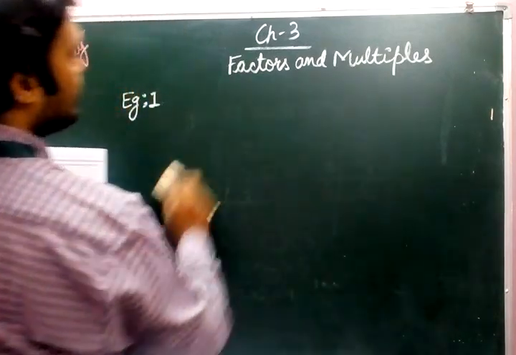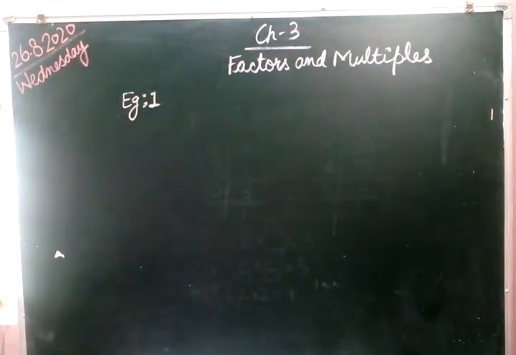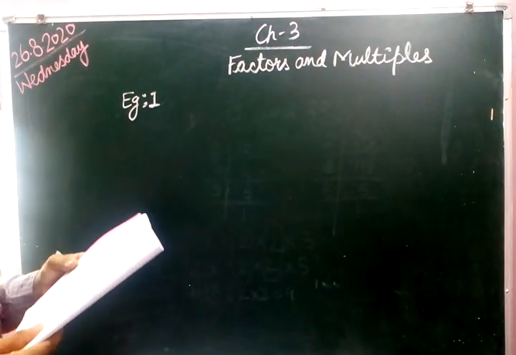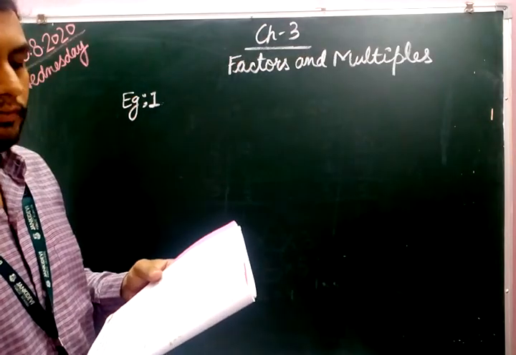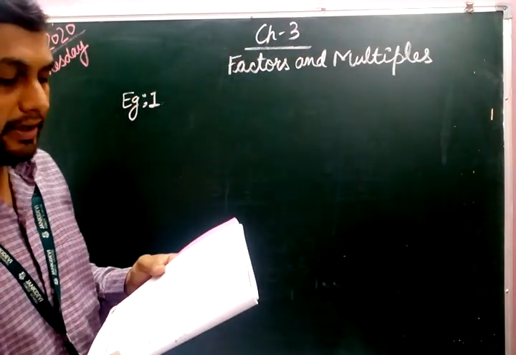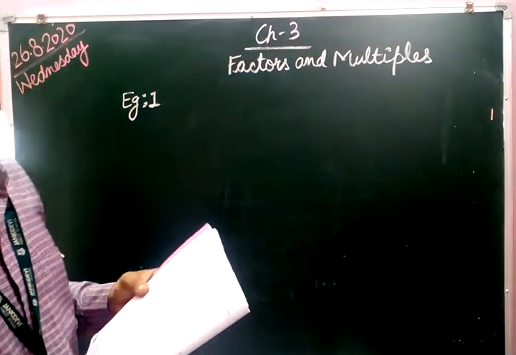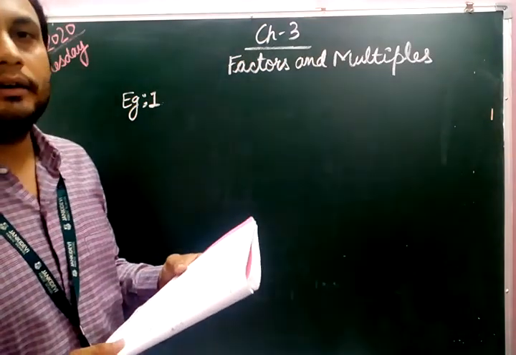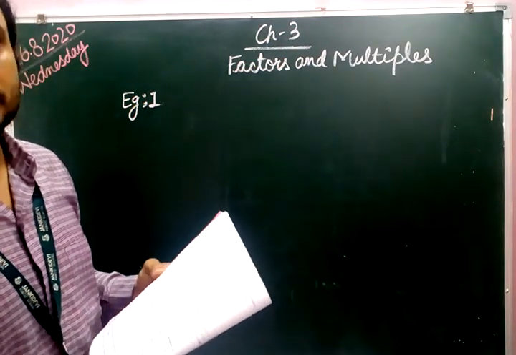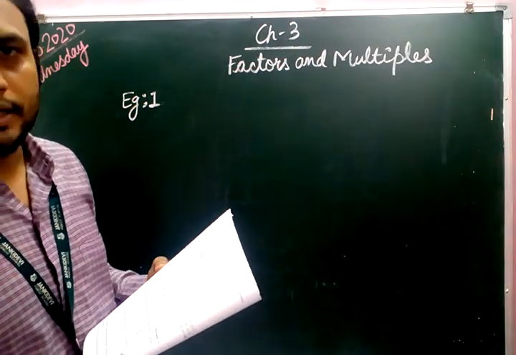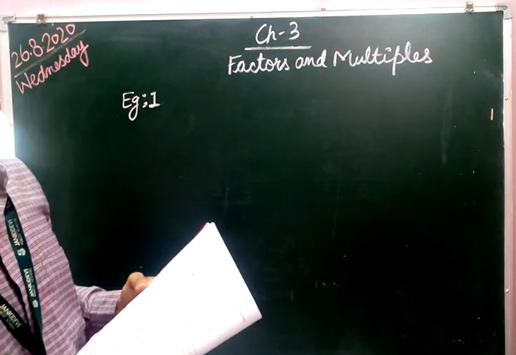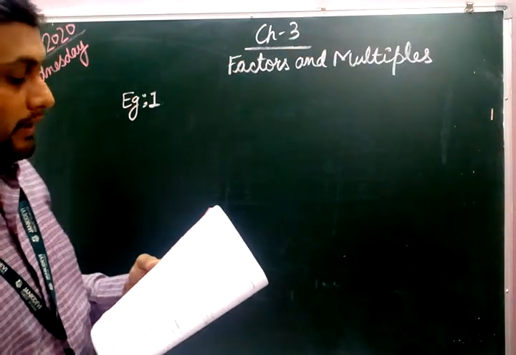Now the second example of your book, page number 36. Find the greatest number which divides 149 and 101, leaving a remainder of 5. What does the question say? That you have to find the greatest number. First, it is clear that we have to find the HCF of 149 and 101, leaving a remainder of 5.